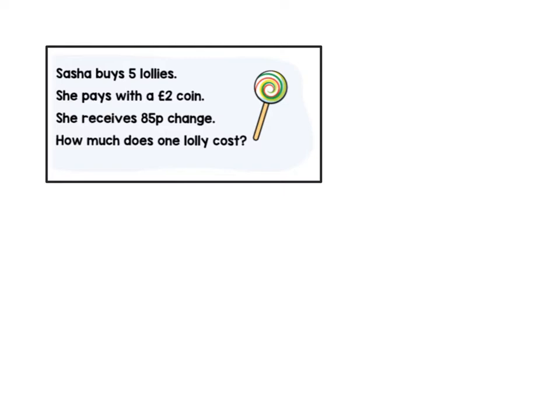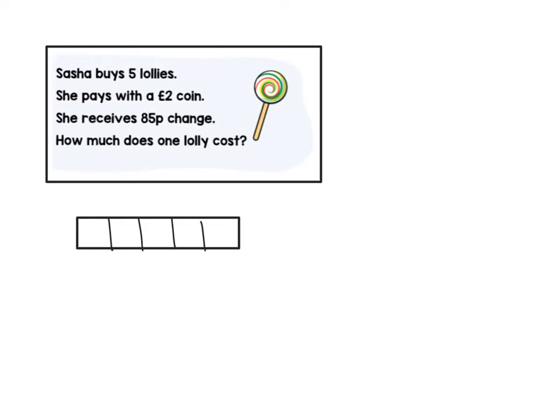Sasha buys 5 lollies. She pays with a £2 coin. She receives 85p change. How much does 1 lolly cost? So I'm going to look at this using a bar model. So if I draw my bar, and this is going to represent 5 lollies. So 1, 2, 3, 4, 5.